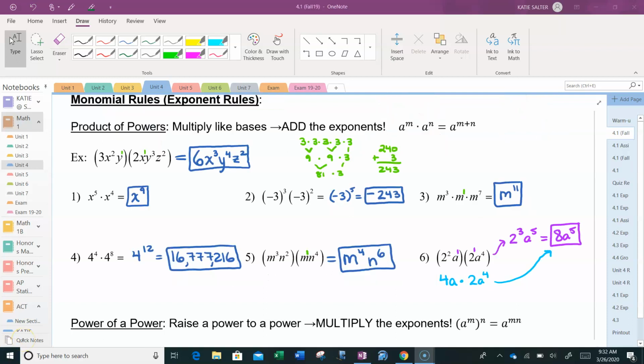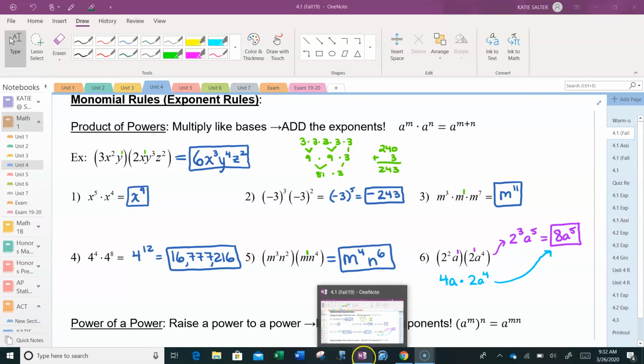Okay, so for number 4, we have 4 to the 4th power times 4 to the 8th power. If we use our exponent rules, we add those exponents. So that gives us 4 to the 12th power. And if you actually put that in your calculator, that would give us 16,777,216. Of course, you would never have to multiply that out on your own.